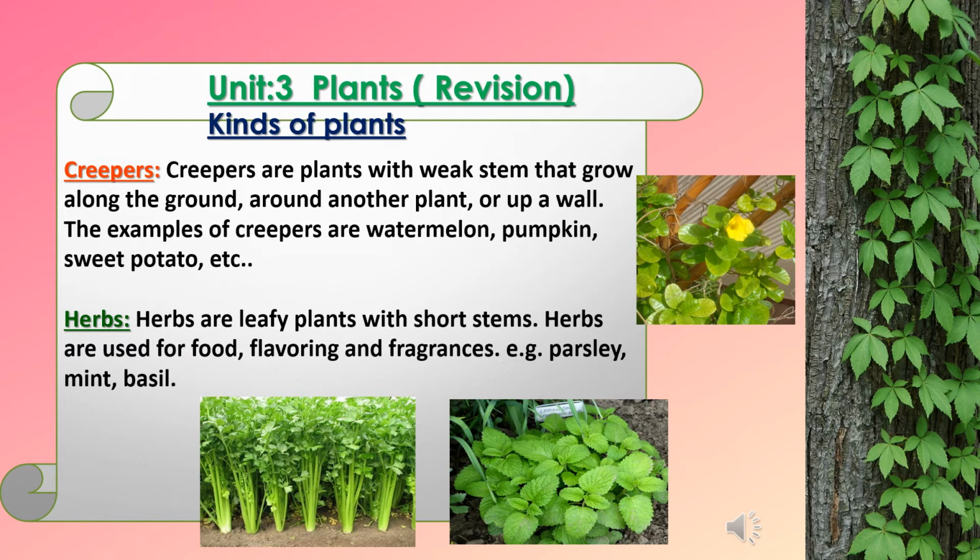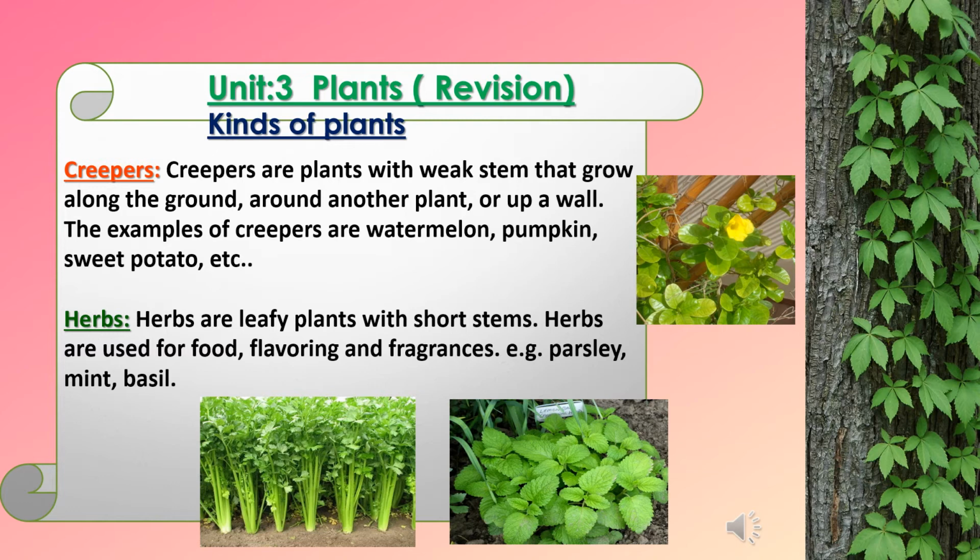And these creepers with weak stems can grow along the ground and around the other plants or along the wall or something you can put beside them. Okay, creeper examples are watermelon, pumpkin and sweet potato, and there are many other creepers also.